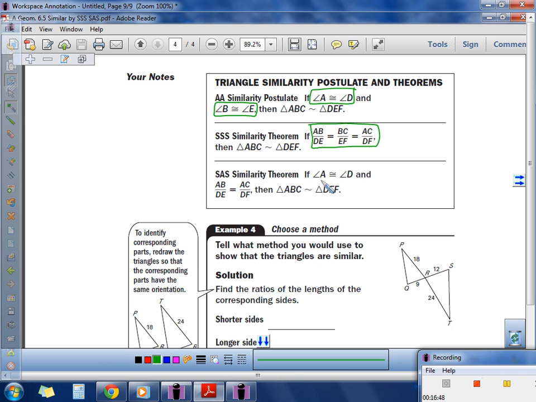For side-side-side similarity, you need to be able to prove that 3 fractions are proportionate. So let's write that out. 3 fractions are proportionate. Obviously, they're corresponding as well. This top one up here stated that 2 pairs of angles are congruent.